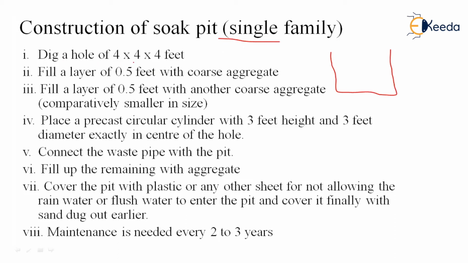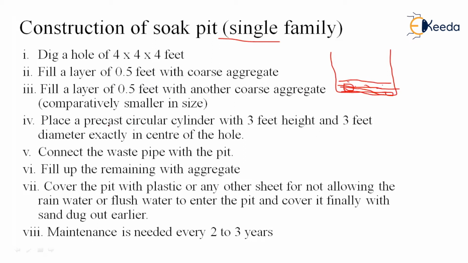Dig a hole of 4 by 4 by 4 feet, that is 4 length, 4 breadth, and 4 depth. Then fill a layer of 0.5 feet, half a foot, with coarse aggregate. Then fill another layer of 0.5 feet with another coarse aggregate which is smaller in size. These are the big aggregates and these are the tiny aggregates.